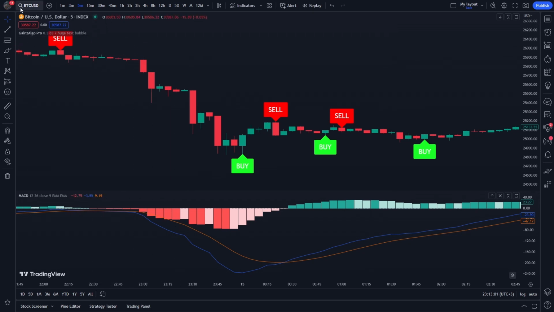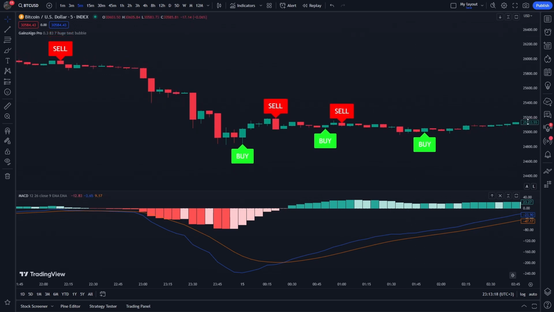Hey guys, so today we're looking at the Bitcoin 5-minute chart, and as you can see I already have my GainzAlgo Pro here and the MACD indicator. Today I want to show you what the differences are between a lagging indicator and a real-time trading indicator. As you can see, GainzAlgo had at first, let me make the chart a little bit smaller so we can better see the signals.